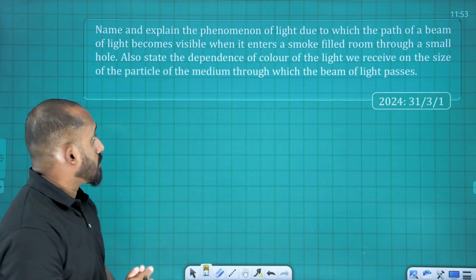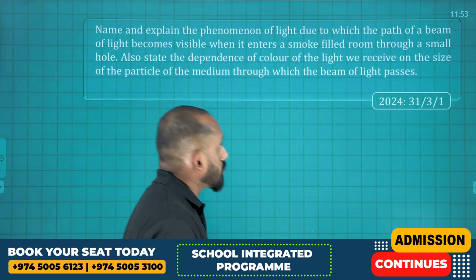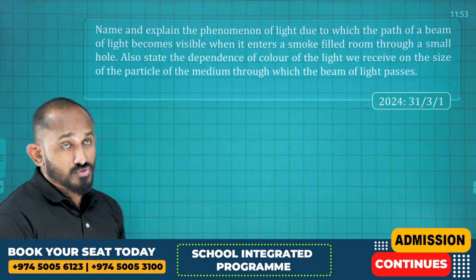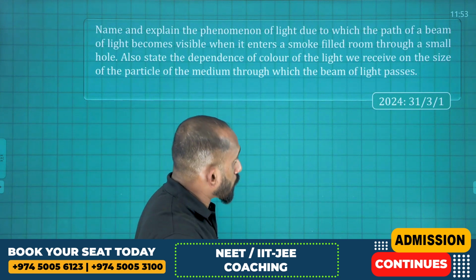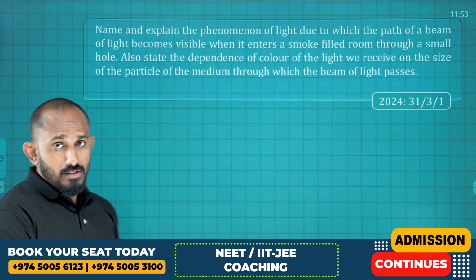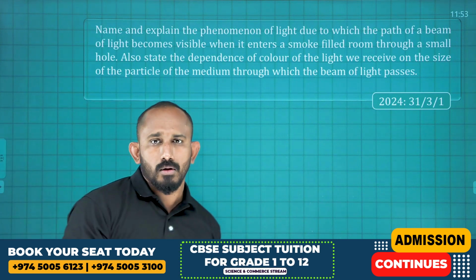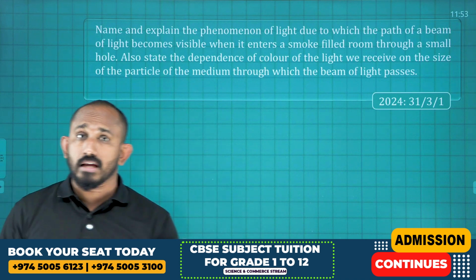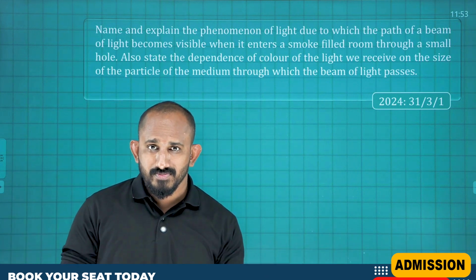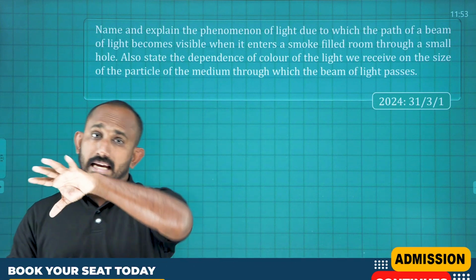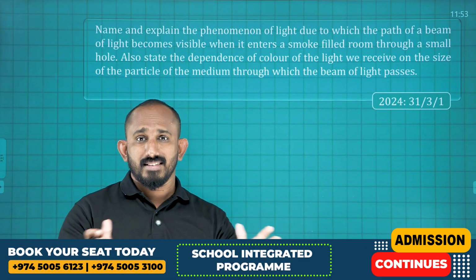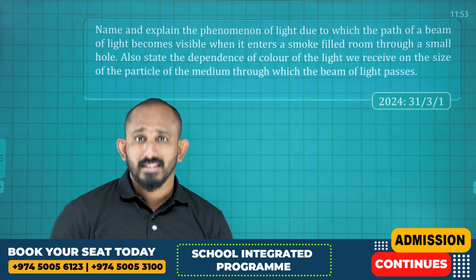Name and explain the phenomenon of light due to which the path of a beam of light becomes visible when it enters a smoke-filled room through a small hole. So through a small hole, if light passes into the room, we can see the path of the light. Which phenomenon is it? For the path of the light to be visible, the light rays should interact with the particles and scatter, spread out. So the phenomenon is scattering of light.